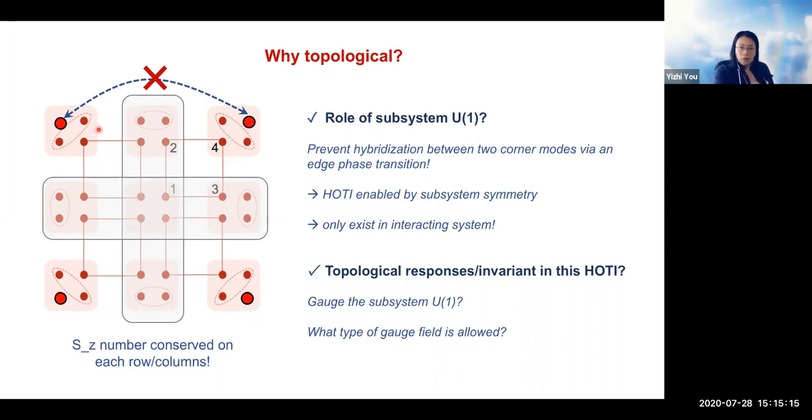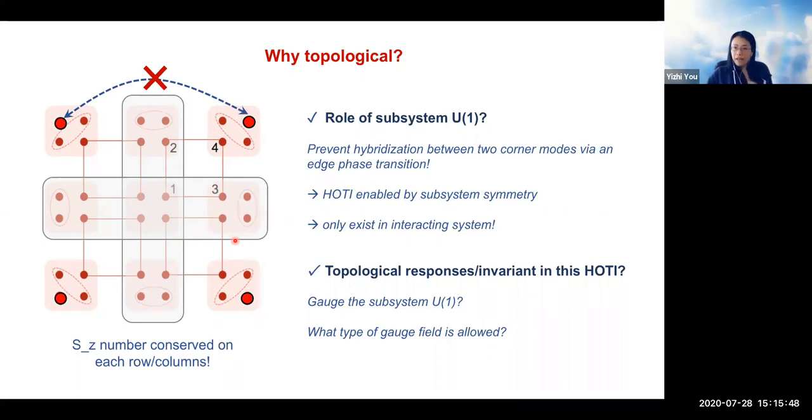In the presence of such a subsystem U(1) symmetry, you will find there's no way for you to hybridize the two corners, which are isolated from each other, because this charge and this charge belong to different sectors. And once I couple them via an edge phase transition, or once I try to hybridize them, you are actually violating the Sz charge constraint on this column or these columns. So both subsystem U(1) symmetry and time reversal symmetry are essential to protect such a corner mode.